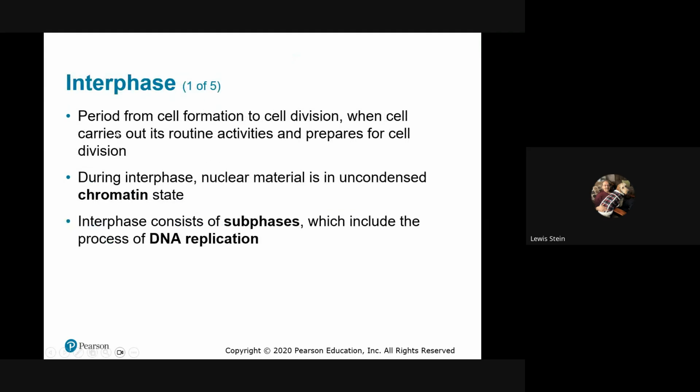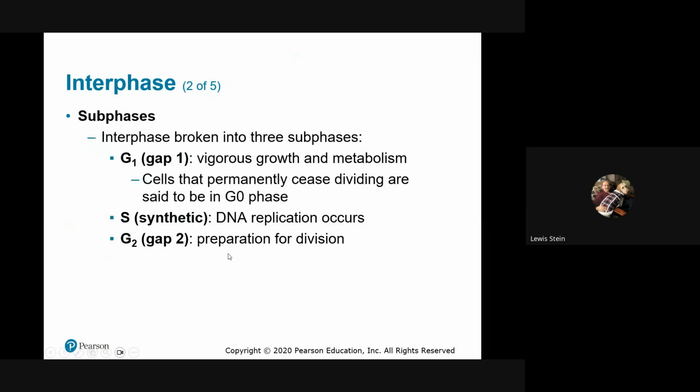So interphase is the period from cell formation to cell division, when the cell carries out its routine activities and prepares for cell division. It's super busy. So it was such a mistaken notion until we began to understand how complex a process it was. Okay, and during interphase, nuclear material is uncondensed, in that clear chromatin state. And then there are the subphases, which include DNA replication. So these are the subphases. And then finally, they got it down right. This is called G1. It could be gap phase. Some authors call it growth 1. S for synthesis, making DNA. And G2 or gap 2 or growth 2, the final preparations for division.